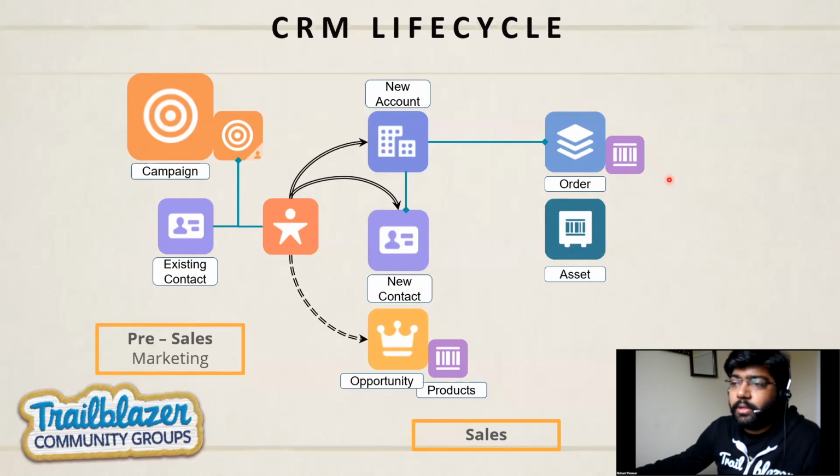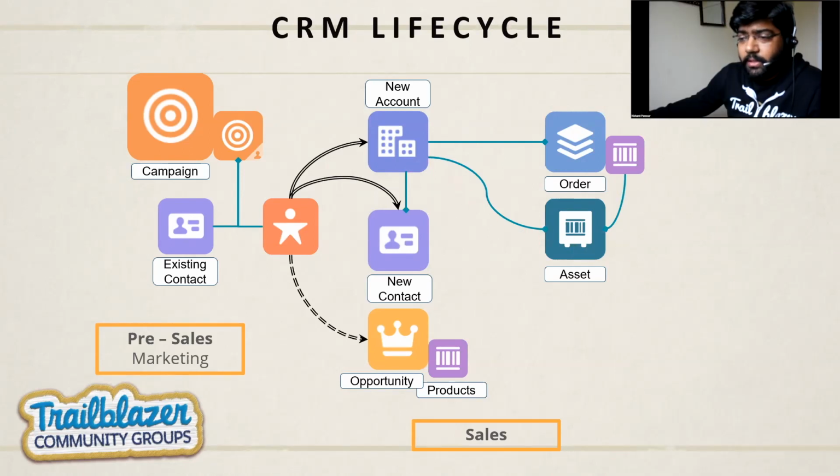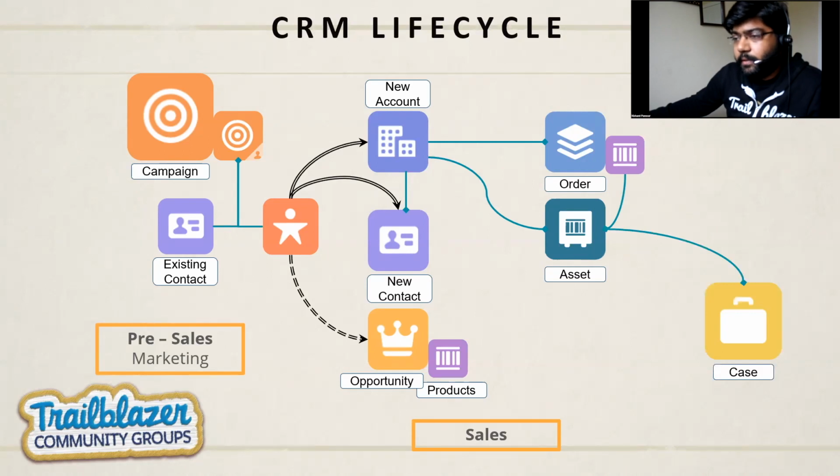Now once this order has been shipped and sold to this customer, what the customer will get is those products, and you will track those products in your system as customer assets. So whenever a product is sold to a customer, it becomes an asset. Asset is nothing but a junction object between products and account. So you have sold a product to a customer, which becomes an asset in your system, a customer asset which they hold. And for this asset, if they have any inquiry, query, or problem, they will reach out to us again by creating a support case.